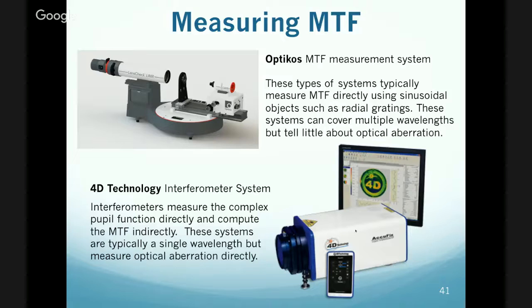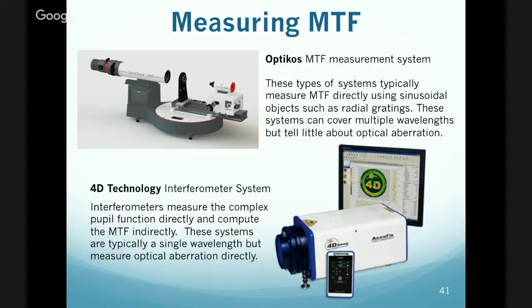These systems typically measure MTF directly using sinusoidal objects like radial gratings. The advantage of this thing is you can cover multiple wavelengths. You can do multiple field positions. You can do all kinds of stuff with them. And some companies, I think, use this technique for sort of pass-fail for certain types of camera optics and cell phone optics and stuff. I don't know how they really use it, but the real problem with this is you don't know much about what's wrong with the system. If it's not working right, it doesn't tell you what's wrong.